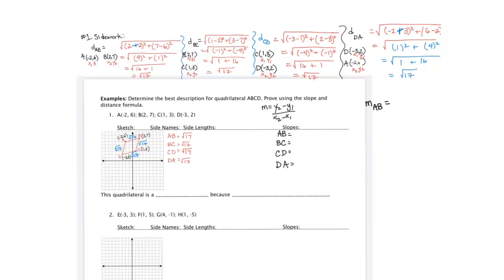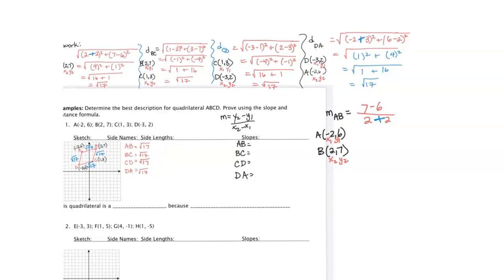So the slope of AB. Well, for point A, that's the point (-2, 6). And point B, we have the point (2, 7). Labeling x1, y1, and x2, y2. Plugging it into our formula. y2 is 7 minus y1 is 6 over x2 is 2 minus our -2. 2 minus a -2 will give us a 2 plus 2. Working across, we have 7 minus 6 is 1 over 4. So our slope for the first one is 1/4.